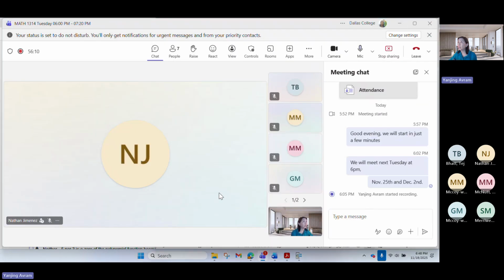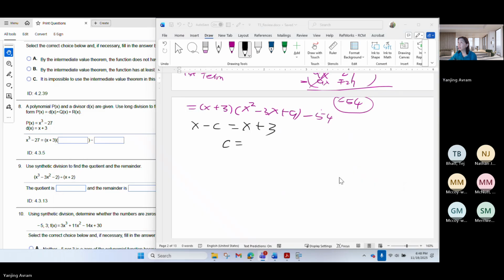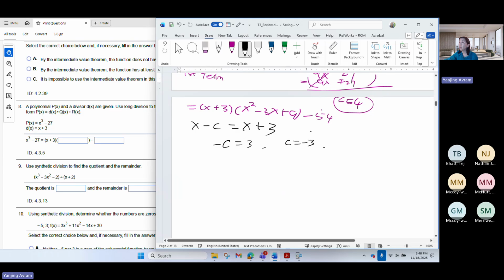Okay, will c be positive or negative? Anyone type it in the chat, or you can just say it out loud. Negative. Negative is the correct one, yes, because look at that, you have x cancel out. So you're going to have a negative c equal to 3, or c is negative 3, right? Or you can write it as minus negative 3 in order to have a plus 3. So c here is negative 3, all right?